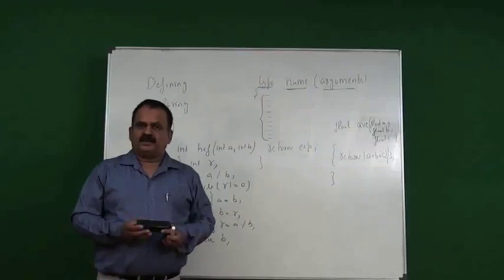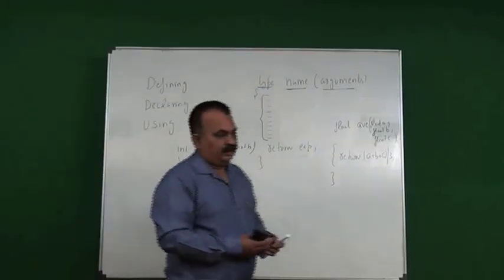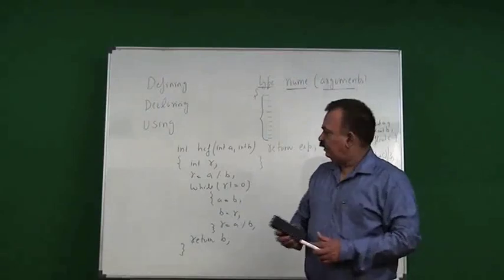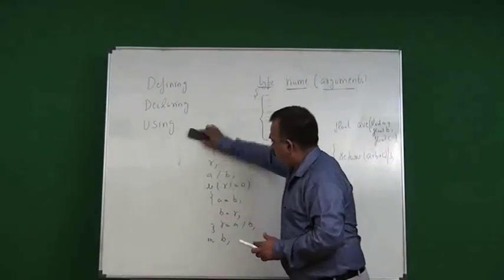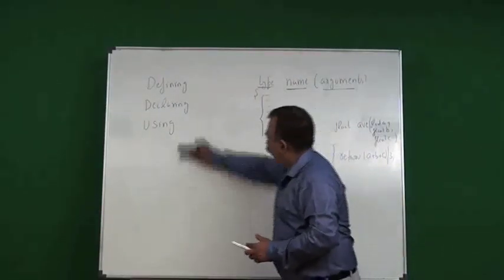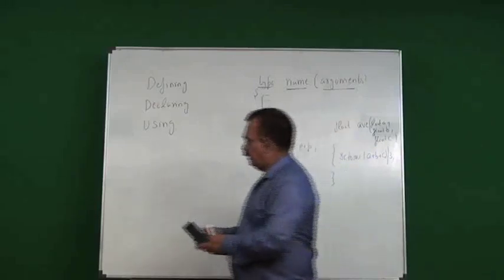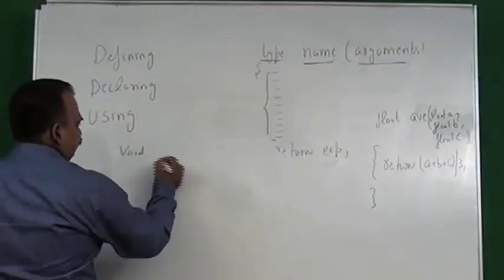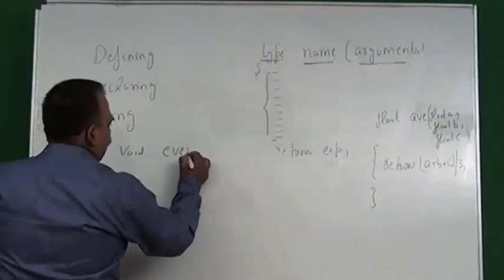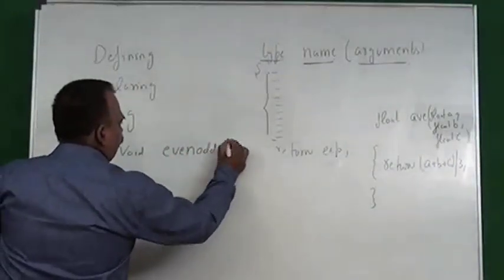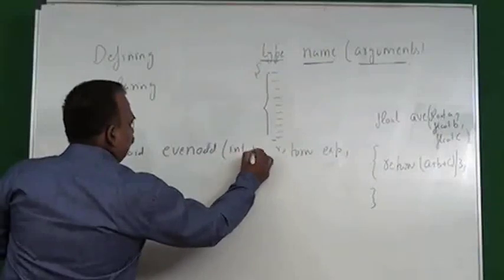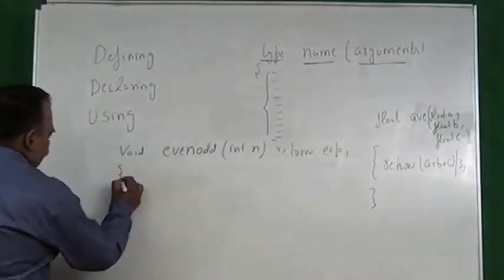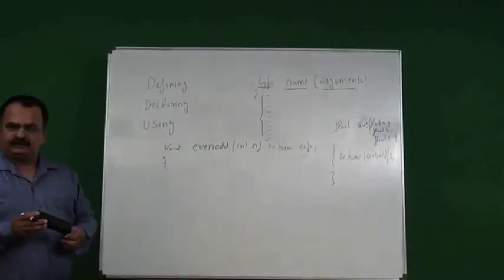No value is to be returned back by the function. If no value is to be returned back, the type of the function should be void. Yes, we will be writing type of the function as void. Name of the function, say I say even odd. Input of the function, the number which is to be checked for even or odd value.